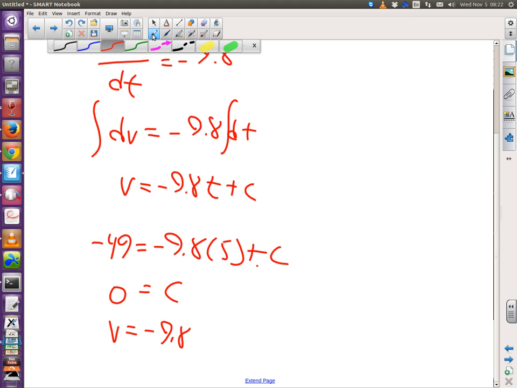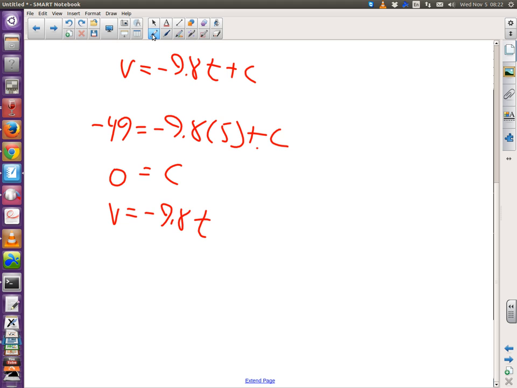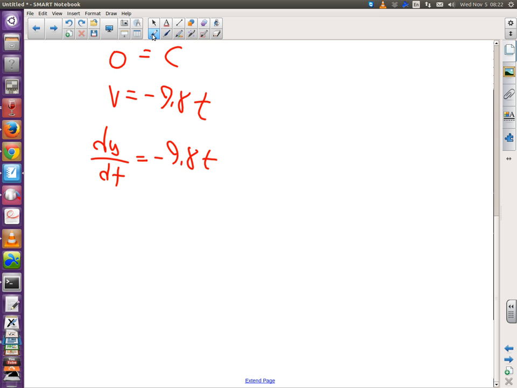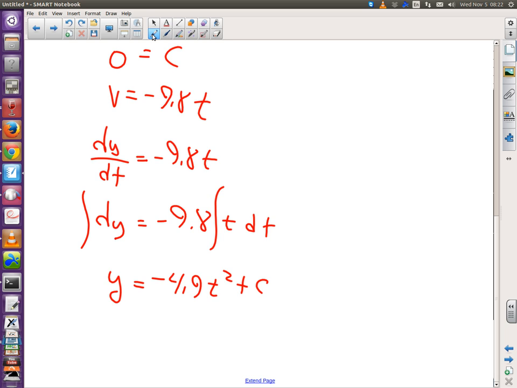But isn't the velocity a derivative? Yes. It's a derivative of displacement. So how about we call that dS/dt? Well, let's say this is vertical displacement. How about dy/dt? How do you get y, your displacement curve? Multiply by the dt and integrate. All right, so you get y is negative 9.8 times t squared over 2, but half of 9.8 is 4.9, plus some other constant.